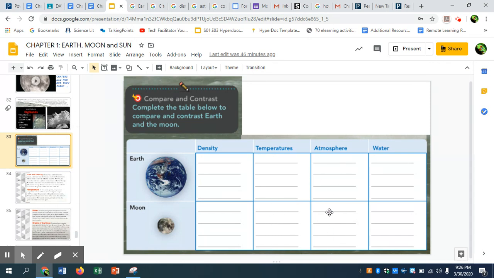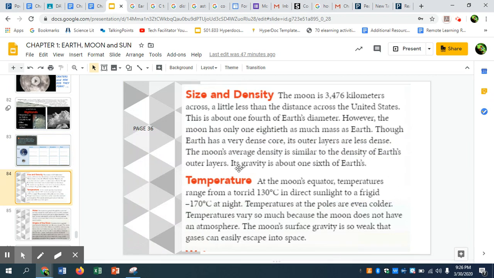Now, how about atmosphere? There's a reason why it gets so hot and cold on the moon and why temperatures are within a certain range on the Earth. Let's take a look at that. We're going to go back to temperature because that information is here for you. It says right here, temperatures vary so much because the moon does not have an atmosphere. So that's the whole reason. Our atmosphere actually holds in the heat for us and keeps it warm for us, even though I know it gets really cold in some places.